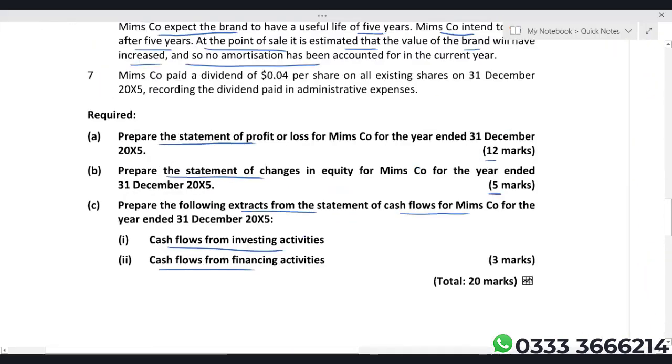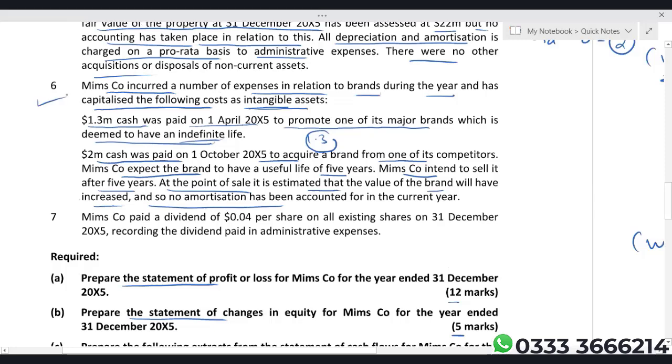Okay, now come here. MIMS Company paid a dividend of 0.04 per share on all existing shares in December X5. Recording the dividend paid in the administrative expense is a mistake. Dividend payment will reduce your retained earnings. It will not increase your administrative expense.